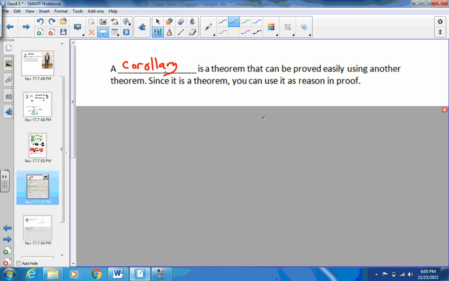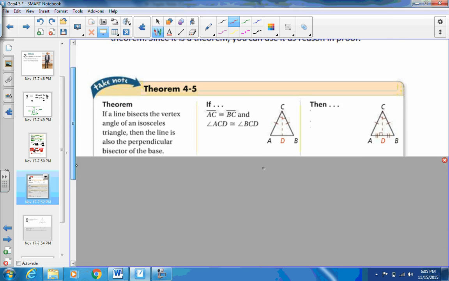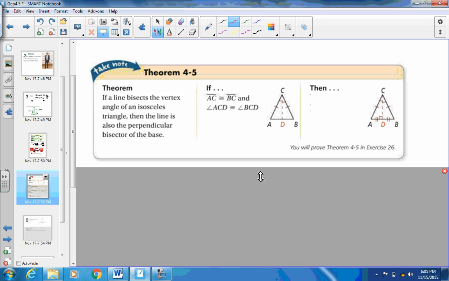So the things that we'll see a lot of are theorems, postulates, and corollaries now. It says since it is a theorem, you can use it as a reason in a proof. So it's just like a theorem, only it's considered a corollary because it comes directly from another theorem. Now, before we get to a couple of corollaries, here's one more theorem for this section.